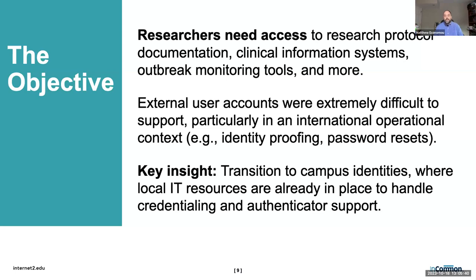So the key insight we had was to transition to campus identities, where we could use local IT resources, people that were already there in place to support the local scientists and research staff. The local folks could help get our users credentialed, get authenticators working, and to handle whatever support issues came up. So using that local IT support is really important. It helps us to stop duplicating all of this support effort.